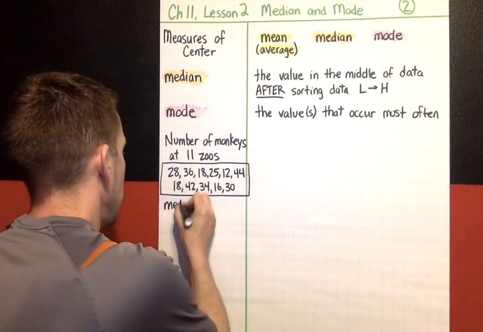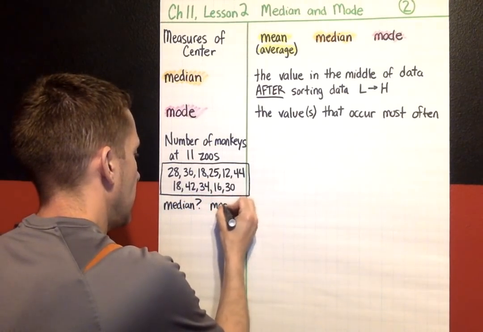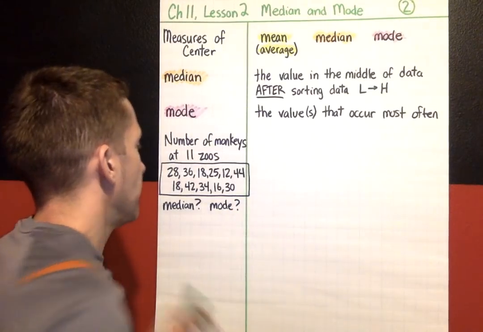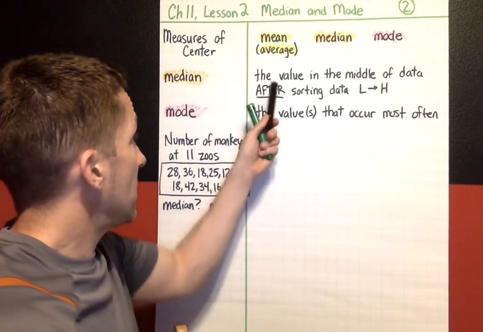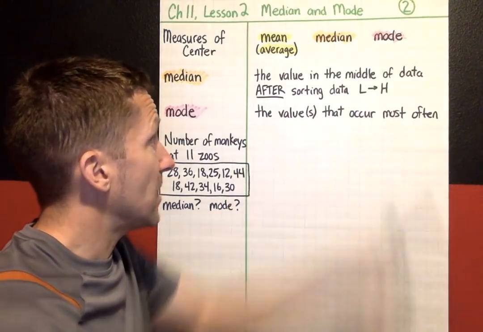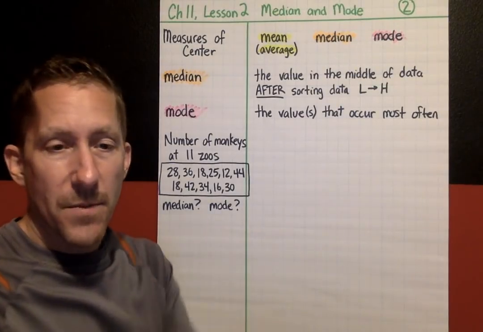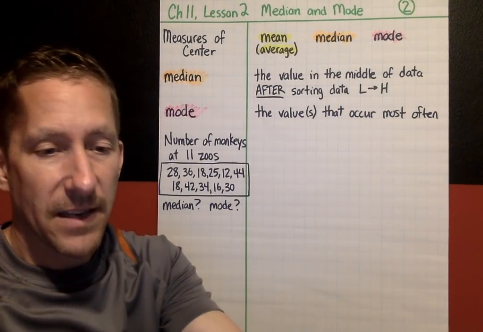We're finding the median and the mode of this data. So going back to median, the first thing I need to do is take this data and sort it low to high. After sorting low to high, this is where being slow and careful really is valuable.